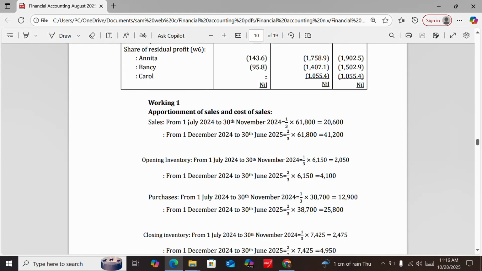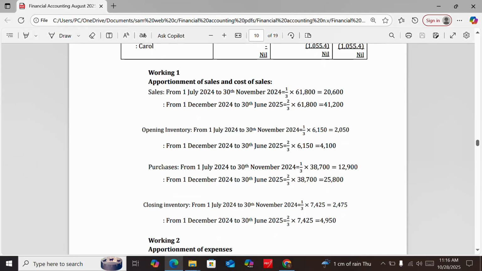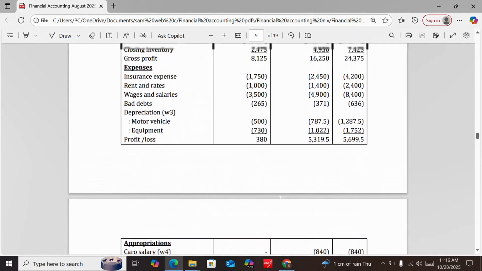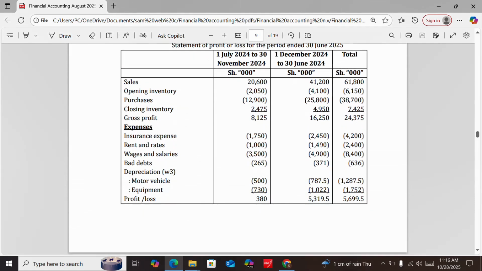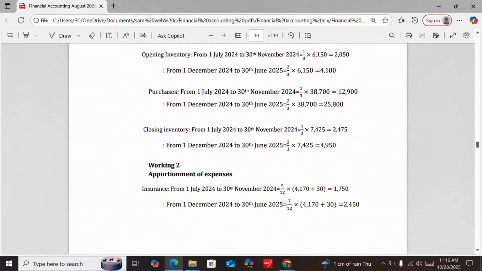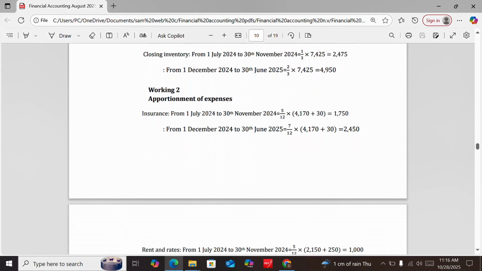The sale before Carol was admitted was a third of the total sale. And then after admission of Carol, that is when they made the two-thirds of the sale. And also the cost of sale. The cost of sale are the opening inventory and the purchases and the closing inventory. So this is how they have been apportioned. And after apportionment, they are indicated here.